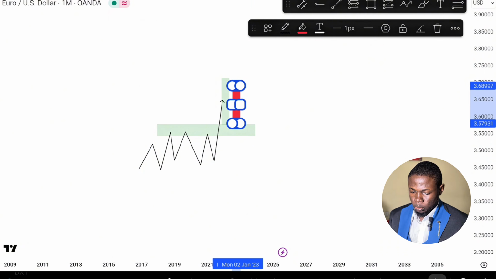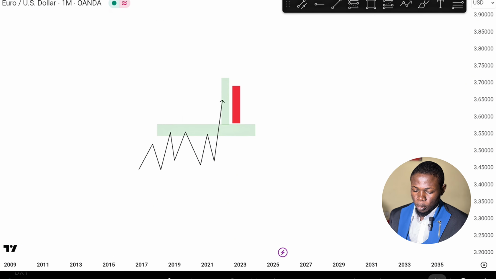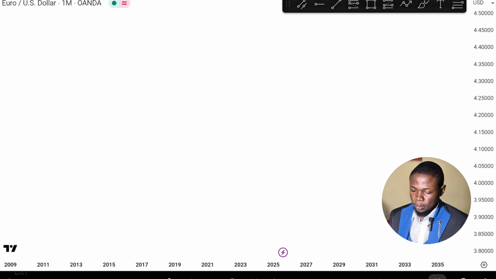So what you should do now is wait for price to come back into that key level for a retest. Do you get it? For a retest. So this is called a confirmed breakout.